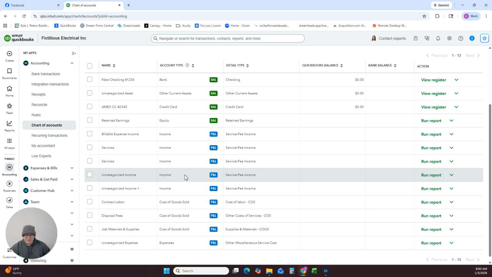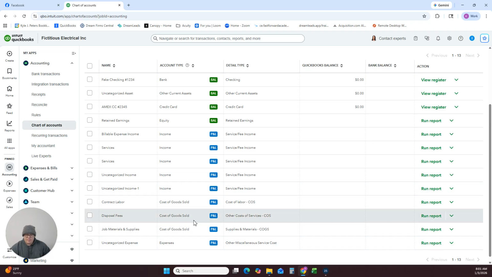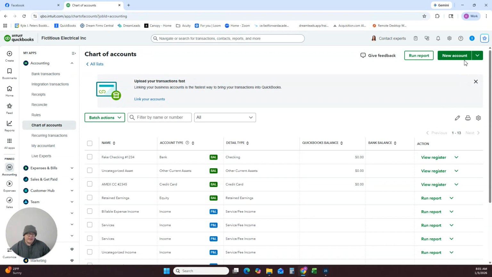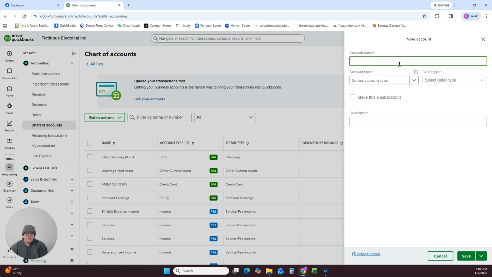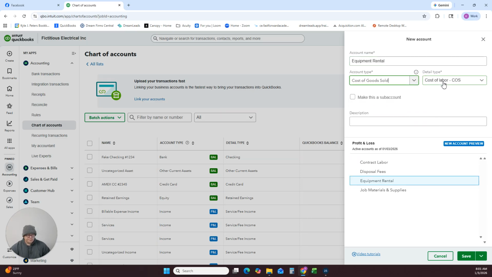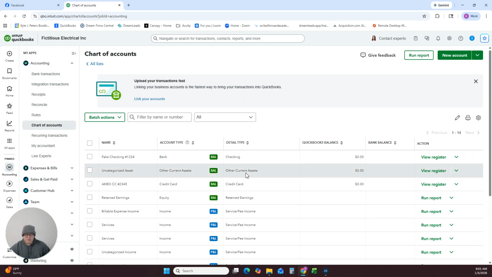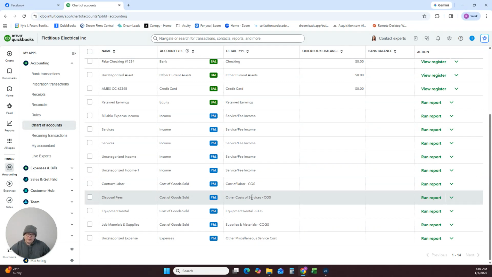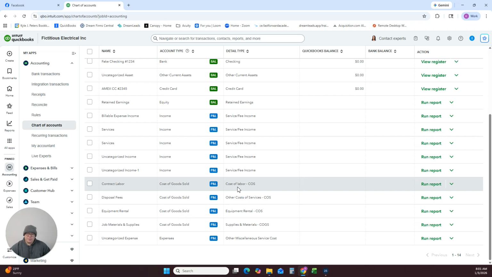As you go along, if you spend money on something that is directly related to the production of the income, then you can add it. Actually, a fourth one I just thought of that people might have would be equipment rental. So the difference between cost of goods sold and a normal expense is that cost of goods sold is money spent that is directly related to the production of income.